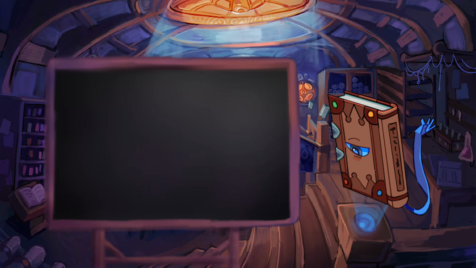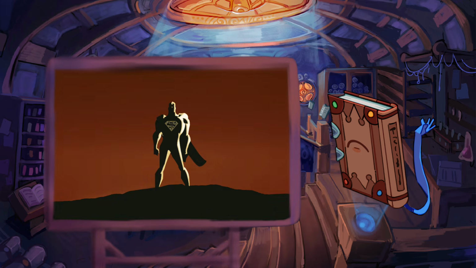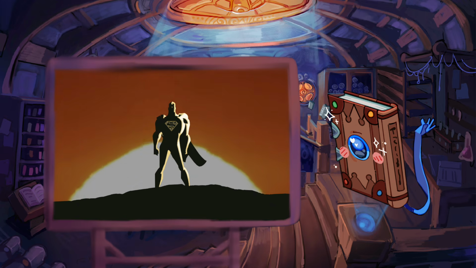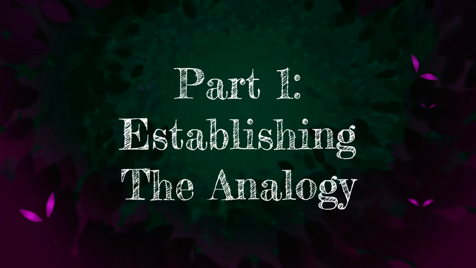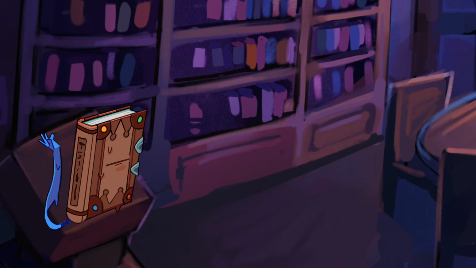And I think the best analogy to help you better understand how to use Fey effectively in a story is to understand how to use the one, the only, Superman. Part 1. Establishing the analogy. Okay, just hear me out. Superman is the perfect analogy for how to write Fey.